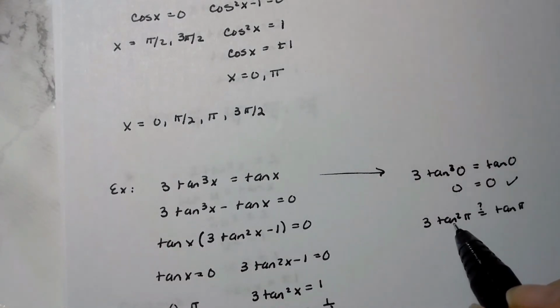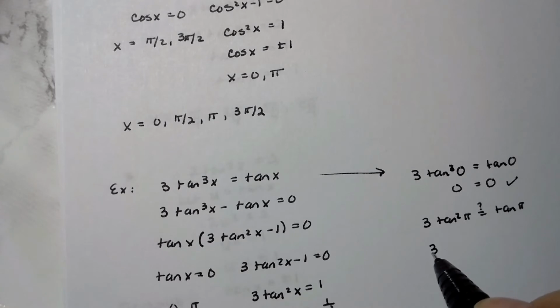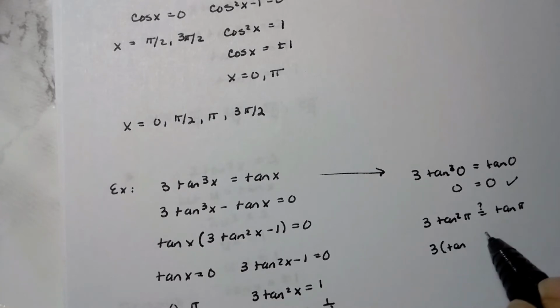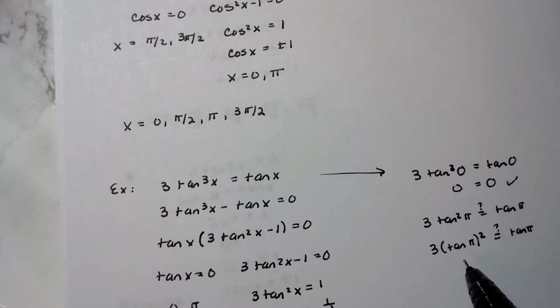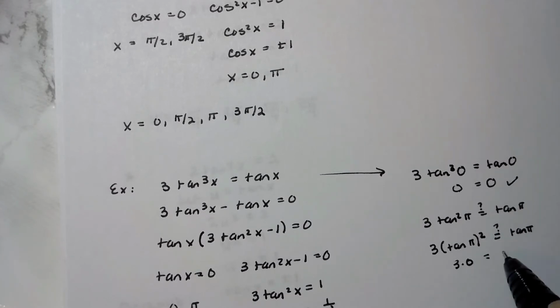when I think of a trig function squared, I have to think of it as tangent of pi, quantity squared. Is that equal to the tangent of pi? Well, what is the tangent of pi? The tangent of pi is 0. So in this case, I don't even have to rewrite it to think about it. I got 3 times 0 on the left, and 0 on the right, and 0 equals 0. So pi is a solution.